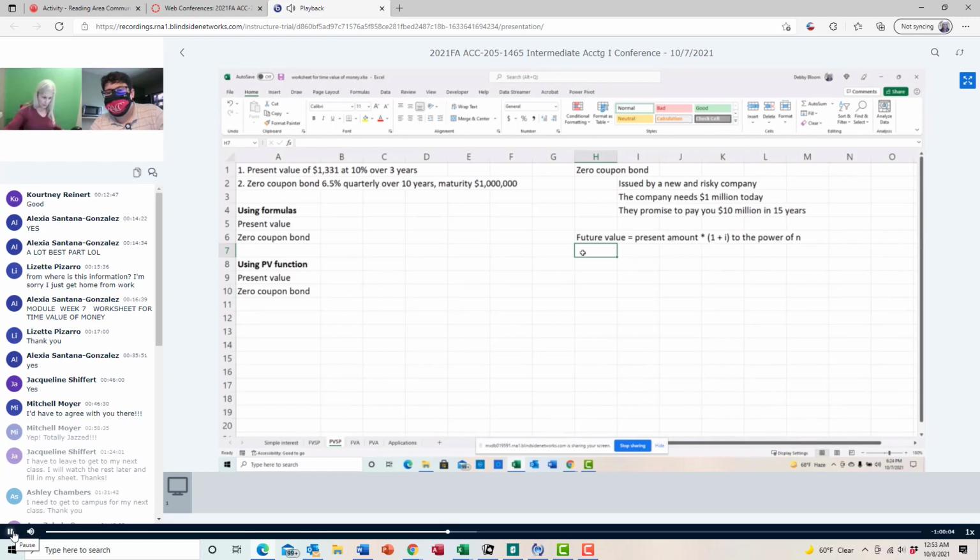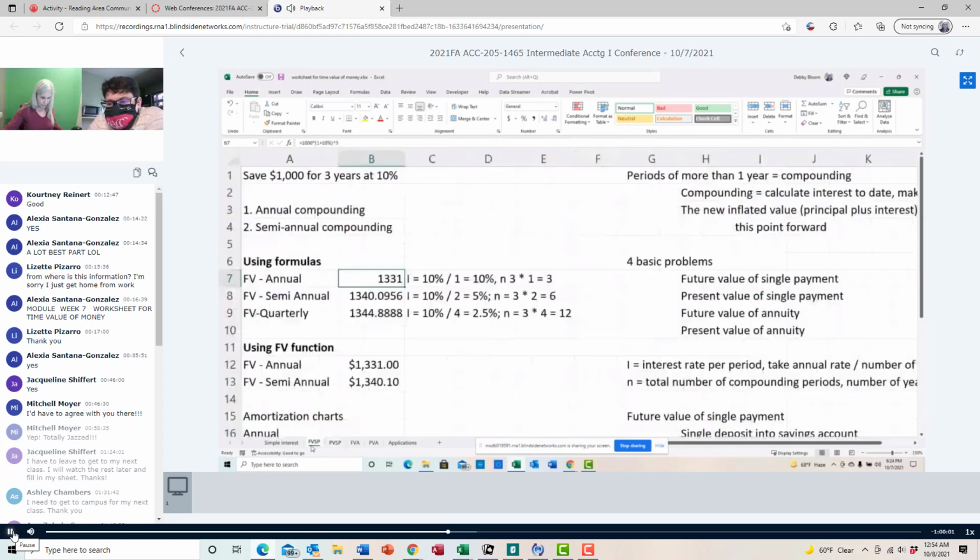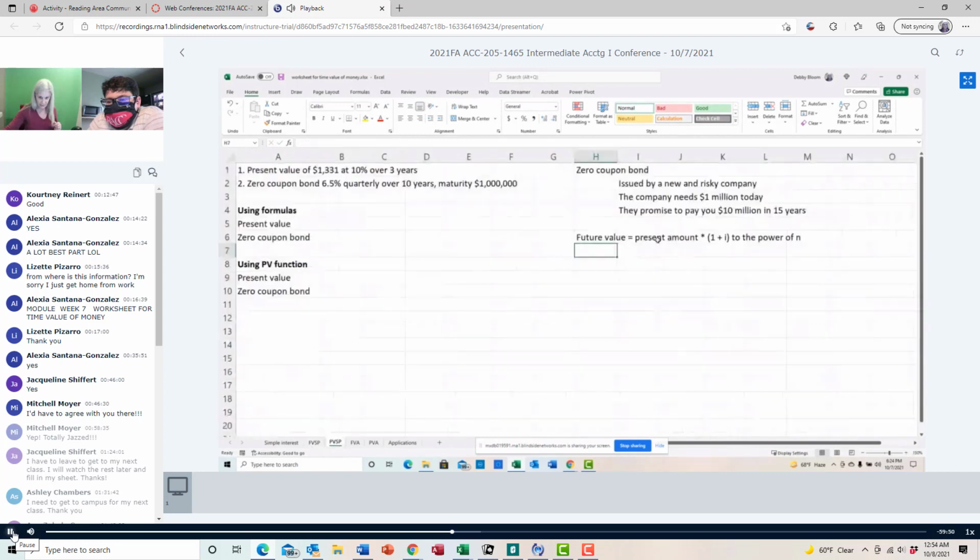So remember, in the previous example, when we wanted to calculate the future value, we took the present amount and multiplied it by 1 plus I to the nth power. If we want to solve for the present amount instead of the future value, we just take the future value and divide by 1 plus I to the power of n. So by algebra, our present amount equals the future value divided by 1 plus I to the power of n.